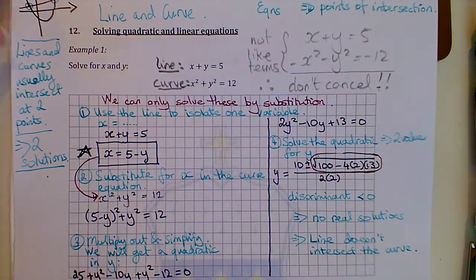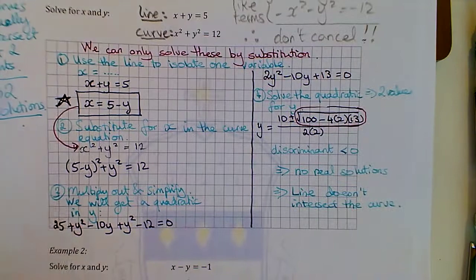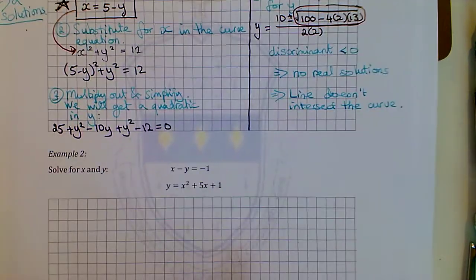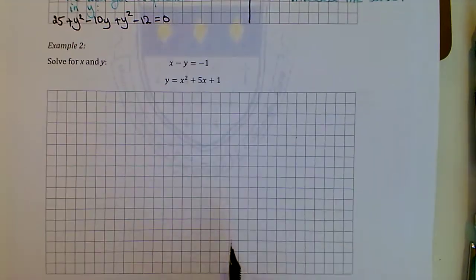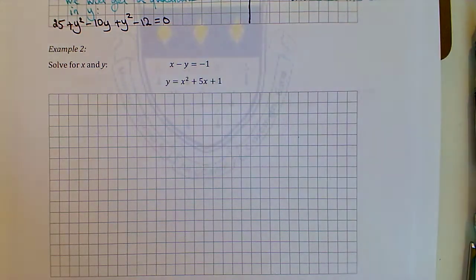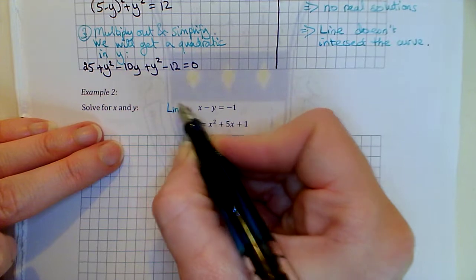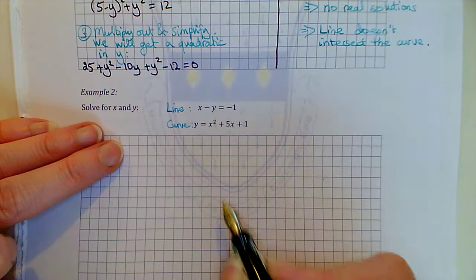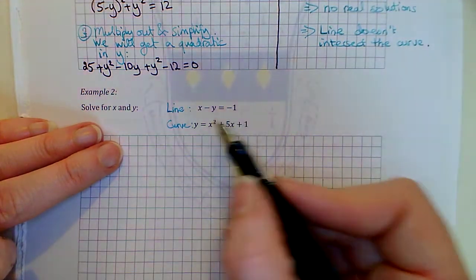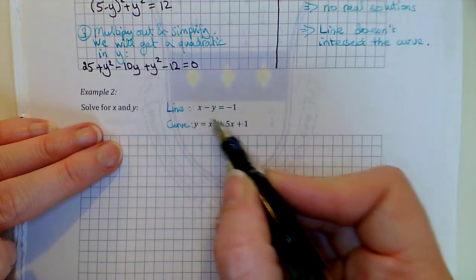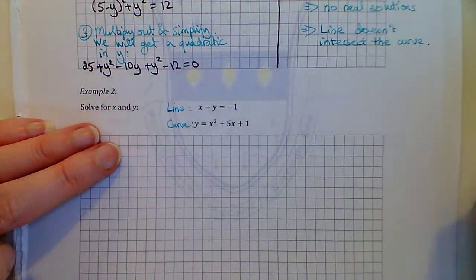I'm going to go on to the second one. I was going to just do one example, but because this one didn't work out, I'm going to go through the steps again just to show you how this should work out. I'll do the second example on our page here. So I'm going to go a little bit more quickly with this one. First of all, we need to identify our line and our curve. I know that this is my line because it has no power. I know this is my curve because it has a power on at least one of the letters.